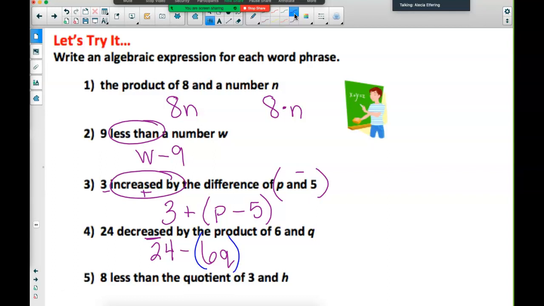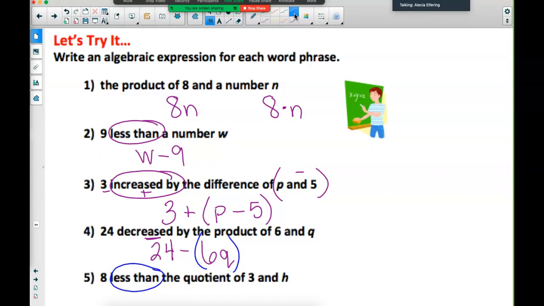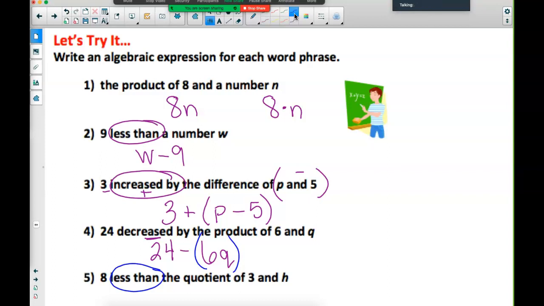Okay? All right, last one like this. 8 less than the quotient of 3 and h. So because we see the words less than, hopefully we know less than means minus, that's subtraction. But when you see less than, what does that mean? That you have to switch the order. So that minus 8 has to come at the end. Okay, and there's going to be something in front of it. What goes in front of it? 3 divided by h.